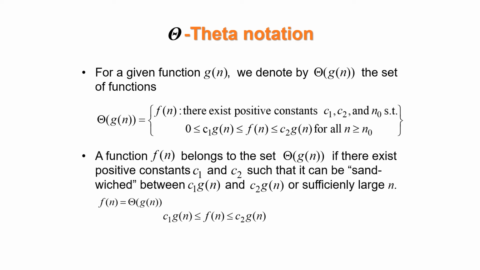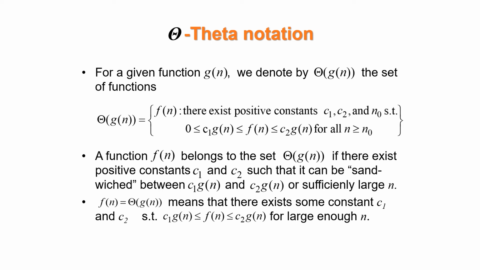A function f of n belongs to the set theta of g of n if there exist positive constants c1 and c2 such that it can be sandwiched between c1 g of n and c2 g of n for sufficiently large n. f of n equals theta of g of n, and f of n lies between c1 g of n and c2 g of n.